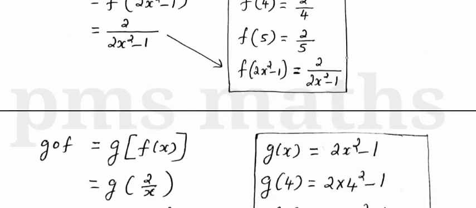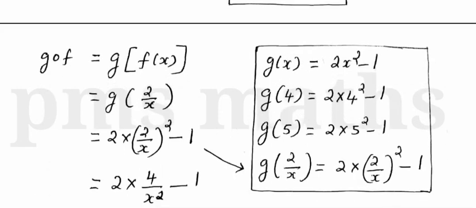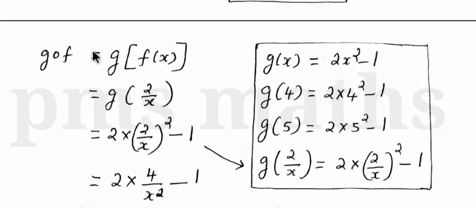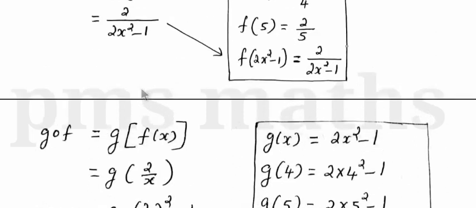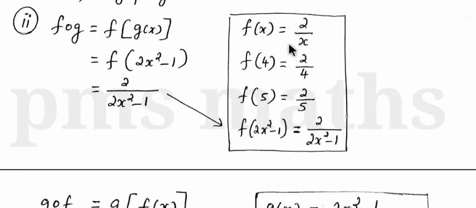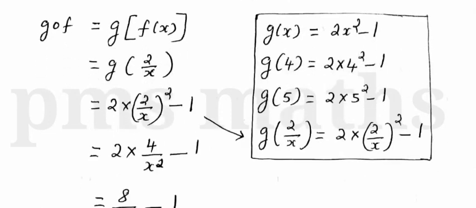Then, second one, g of f. g of f is nothing but g of f of x. Here, instead of f we can put a bracket again, then write this function f. f is nothing but f of x. Then substitute the value of f of x. What is f of x? f of x is nothing but 2 by x. Substitute that value 2 by x.